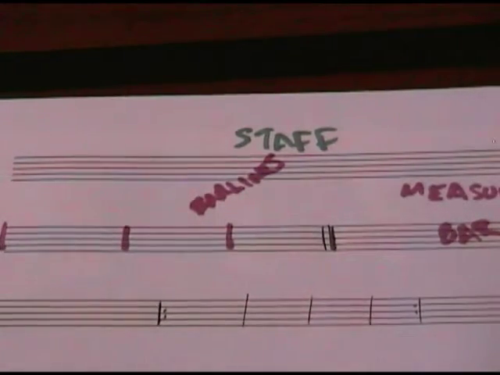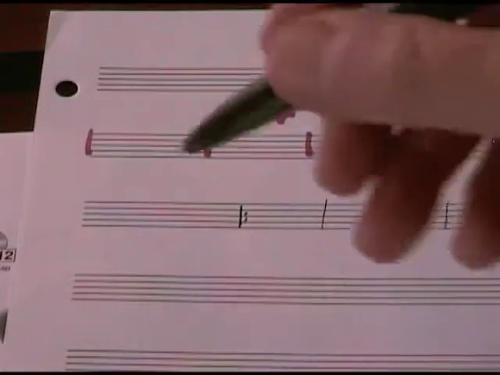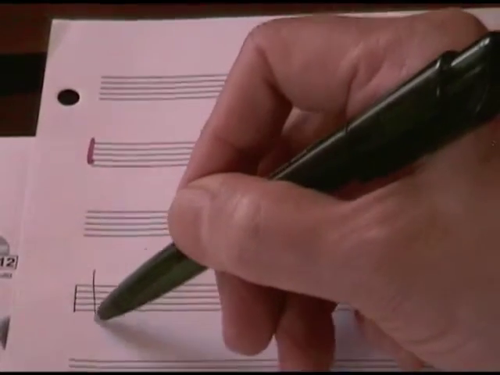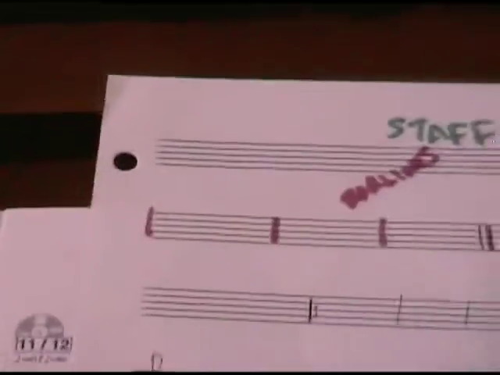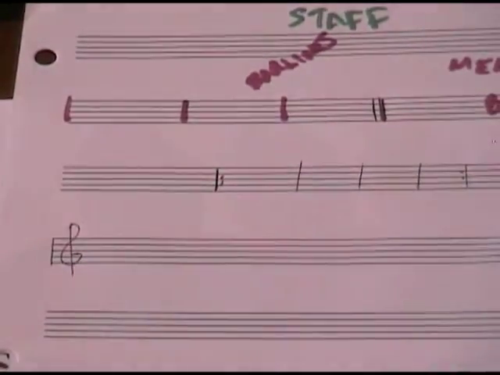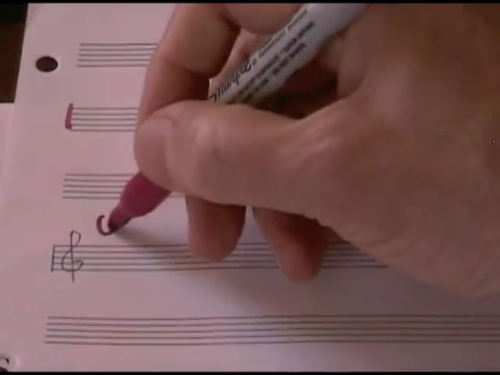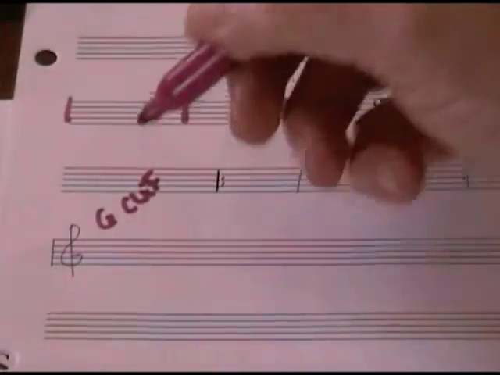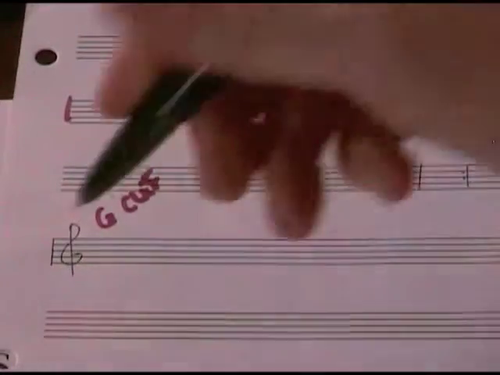Now, let's talk more about the staff a little bit. The right hand typically plays in the G clef. That means we put a symbol here, and see if I keep my camera from falling over. And this symbol is referred to as a G clef for the right hand. The left hand would typically be playing in the F clef.